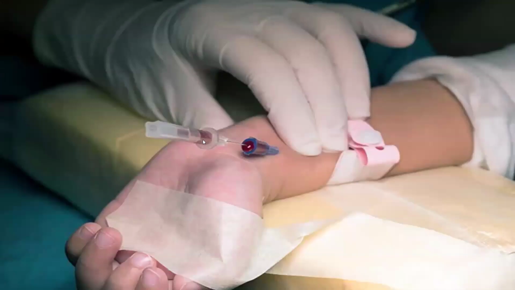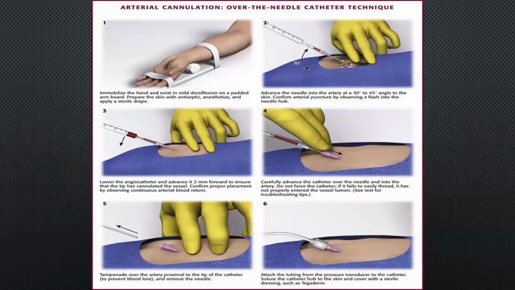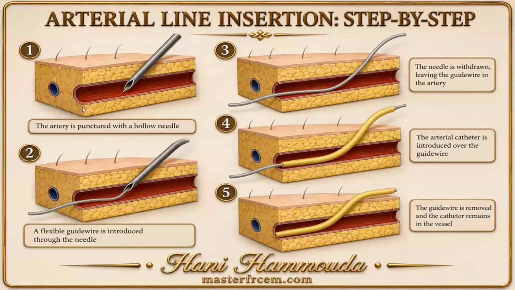So regarding the procedure, you will feel the radial artery, then you will insert the needle, and then you will find the flush of blood. So what you will do, number one, insert the needle and the syringe. You find the flush of blood and red. Then you will remove the syringe, keep the needle, insert the guide wire, number two.